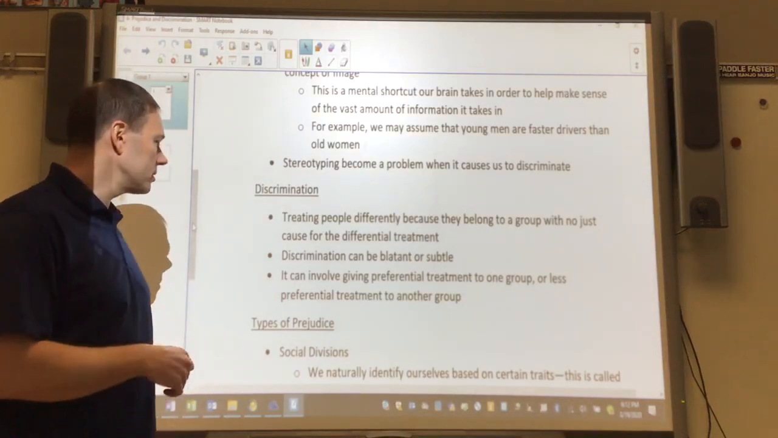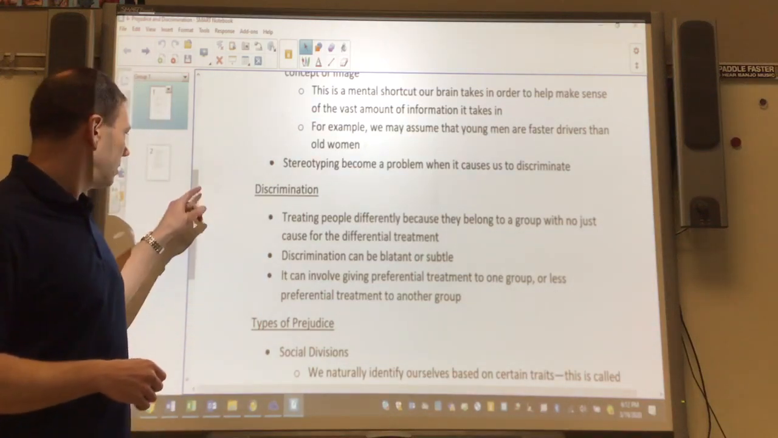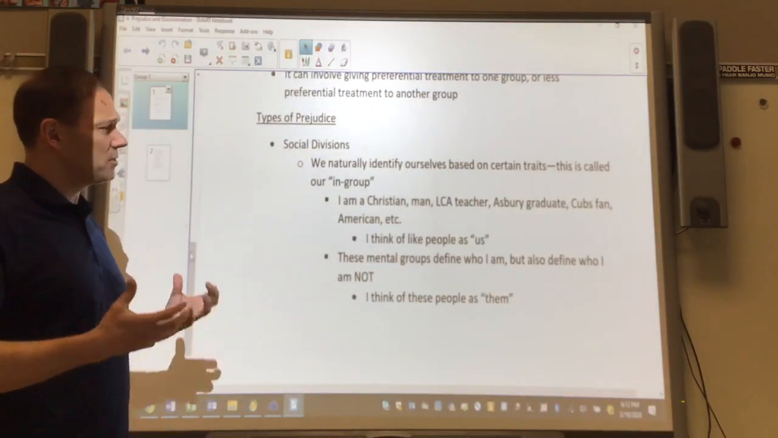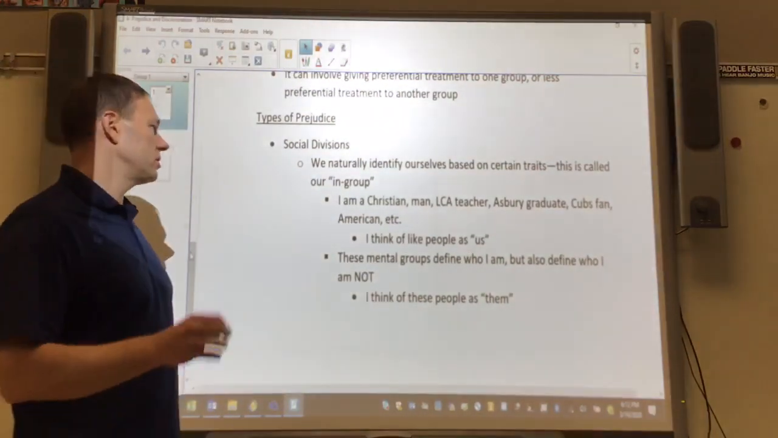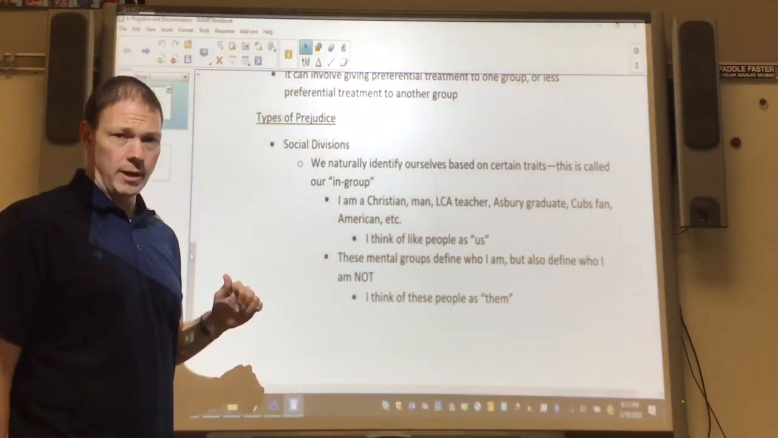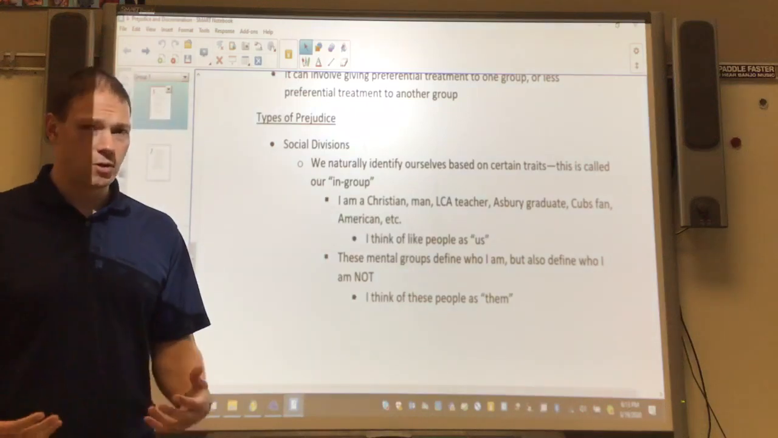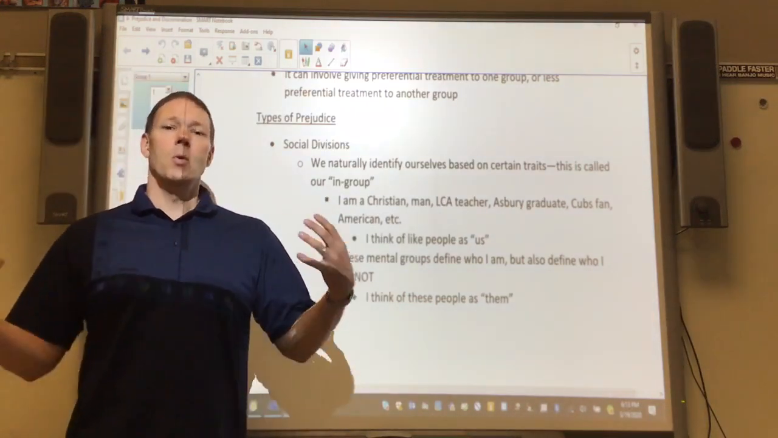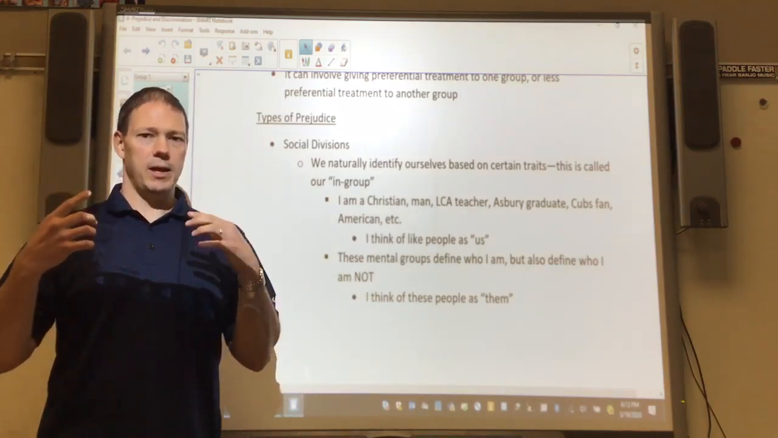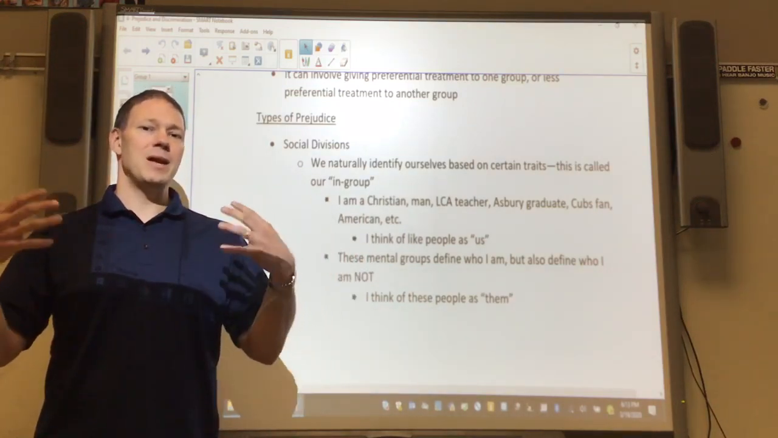We're going to treat them as less because of the group that they are in. So types of prejudice, when we say types, really like what causes the prejudice, there's two broad categories here. Social divisions, okay? Now this first part is pretty easy for us to understand because we do this all the time. We create kind of these mental circles, okay, based on people that we identify with.